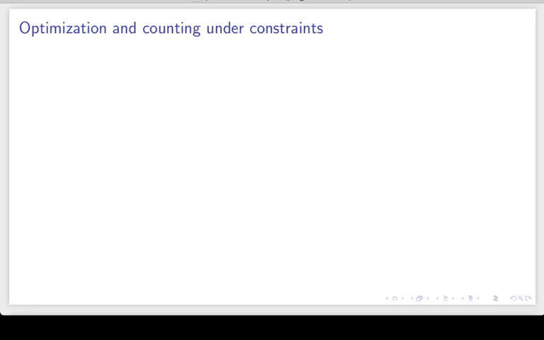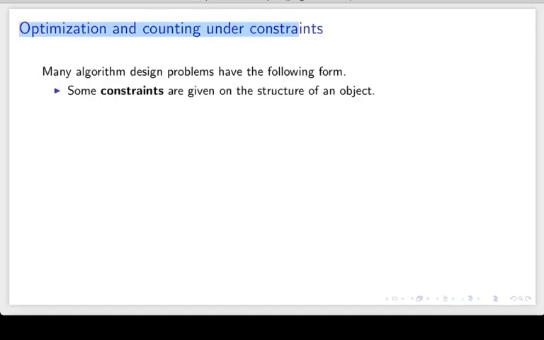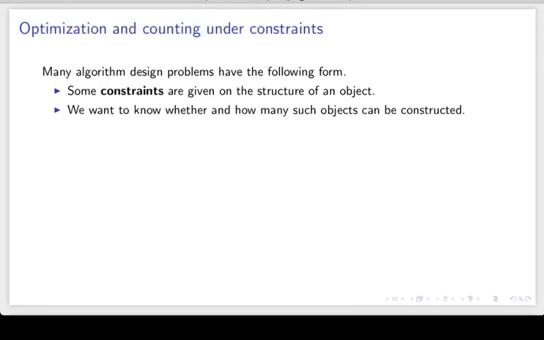In a large part of the course, we will design algorithms, and these algorithm design problems will have the following form. We will be given some constraints on the structure of an object. Our goal would be to decide whether any such object exists that satisfies the constraints, and maybe even how many such objects can be constructed satisfying the constraints. So it could be a counting or an existence question.